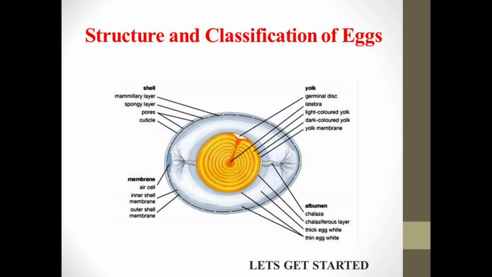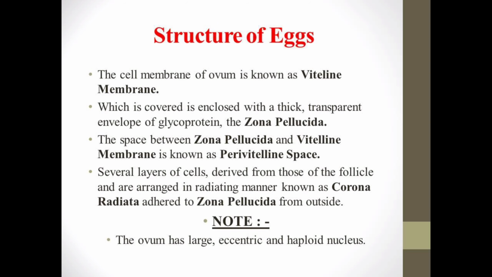In this video, we will discuss the structure and the classification of the eggs. So, let's get started. First of all, we will discuss the structure of the egg. Egg is basically a vessel in which the development of the zygote takes place, and to protect the zygote there is a lot of covering over the egg, just to prevent it from external agents.